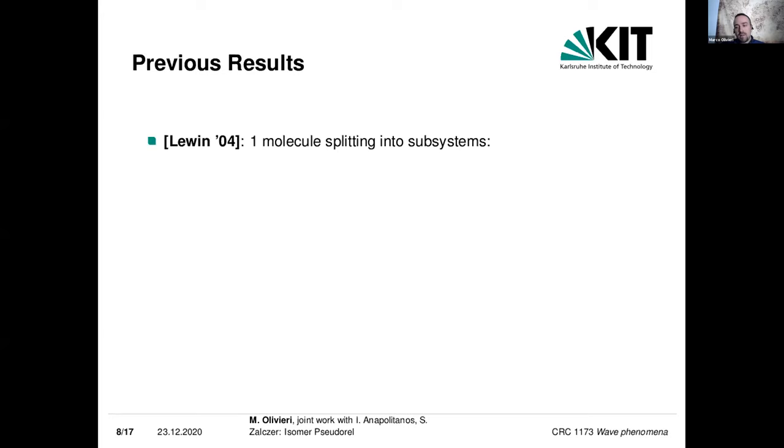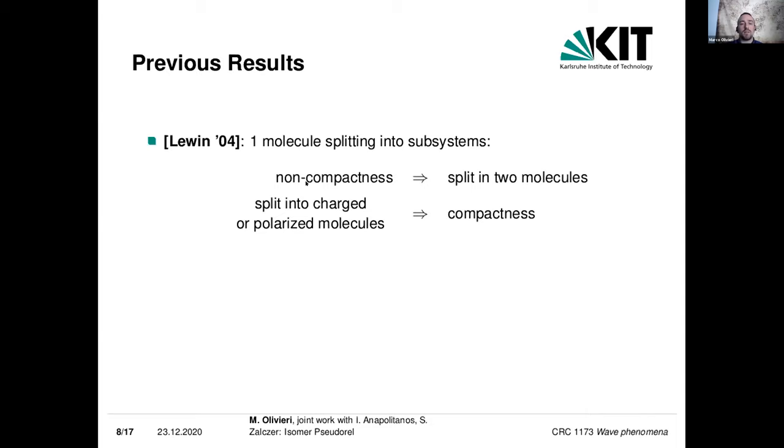So this result, well, there are some previous results that led to this one, the following being the most important from the rigorous point of view. There's one from Mathieu Lewin, where he studied one molecule splitting into subsystems. This is not an isomerization reaction, of course. And he showed how the non-compactness of the reaction is strictly connected to the splitting. But if the splitting is into two charged or polarized molecules, then we obtain compactness again, because somehow there are more attractive forces that prevent the splitting to infinity.